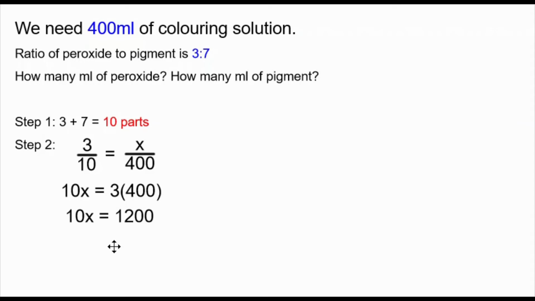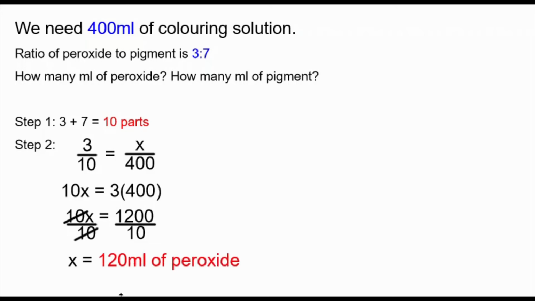To isolate my variable, I have to divide both sides by 10. Here on the left, these 10s cancel. And that results in my x being isolated on the left side of the equation. 1200 divided by 10 is 120, so I have my answer. I need 120 milliliters of peroxide.